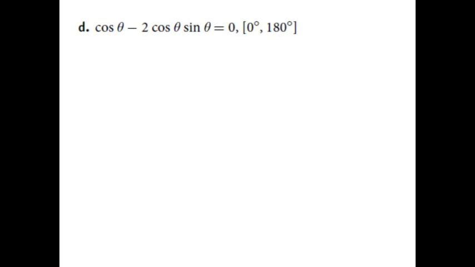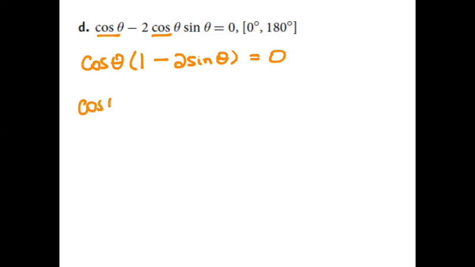Notice here I've got two terms, and both terms have a cosine theta. So we're going to factor that out. Cosine theta times 1 minus, and I would be left with 2 sine theta, and that second term equals 0. Now, when I set each of these factors equal to 0, cosine theta equals 0, or 1 minus 2 sine theta equals 0. Now my cosine theta and sine theta, they're in separate equations, and so we can solve.